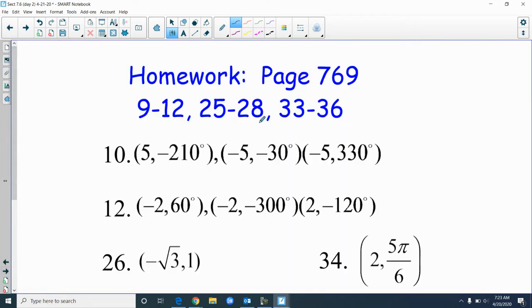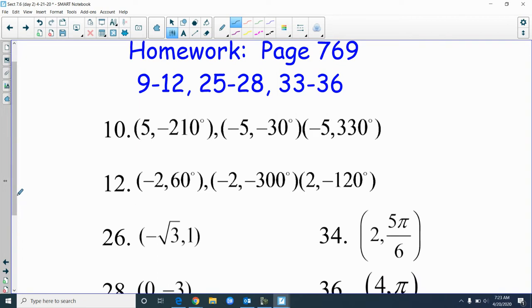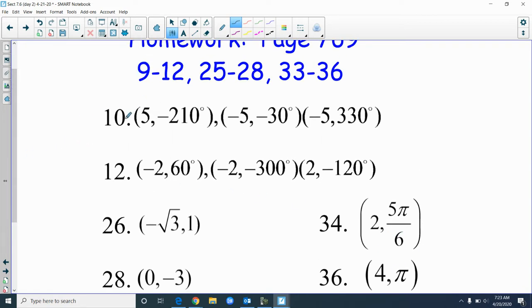On the homework, the homework key should be posted later tonight. But here's at least the answers to the evens to make sure you understand what you're doing. Give you an idea, 34 and 36, make sure those are in radians as well. And like I said, for number 10 and 12, I'm not too concerned about the order that you put those in, just as long as you have all three representations for those.